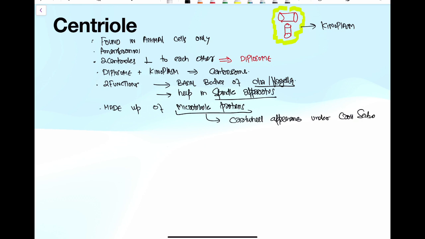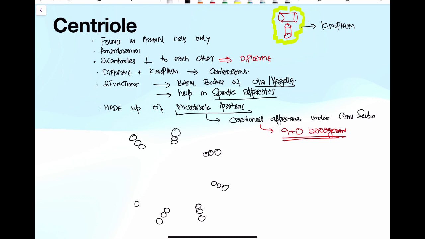So we'll discuss that cartwheel appearance. In this cartwheel appearance we have a 9+0 arrangement of the microtubules. I will make you understand this 9+0 arrangement. Basically we have 9 triplets of microtubules in the periphery. This is one triplet, second, third, fourth, fifth, sixth, seventh, eighth, and I will accommodate here the ninth triplet.